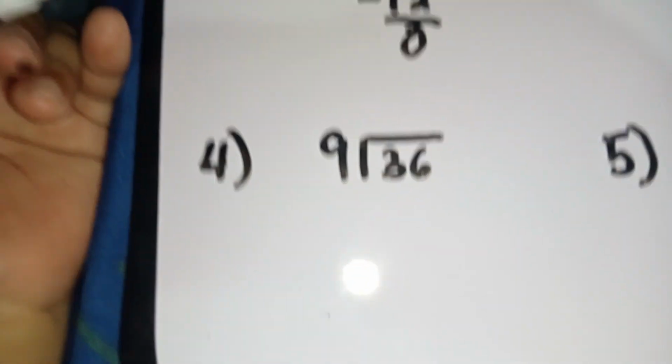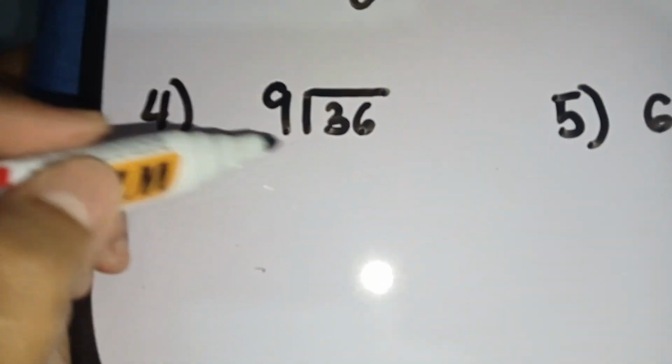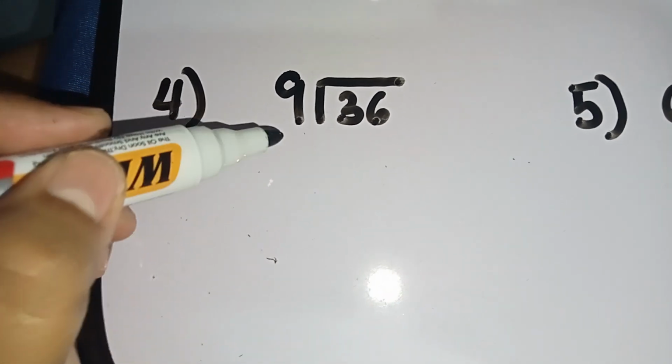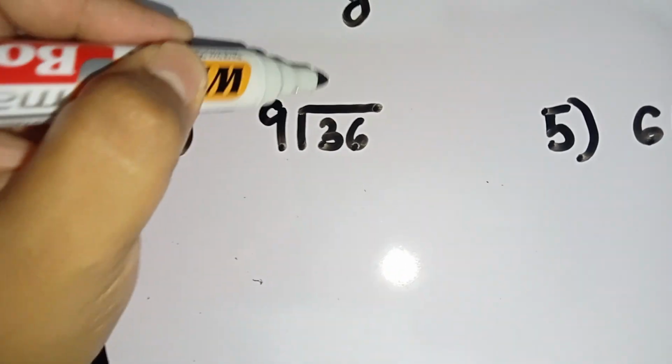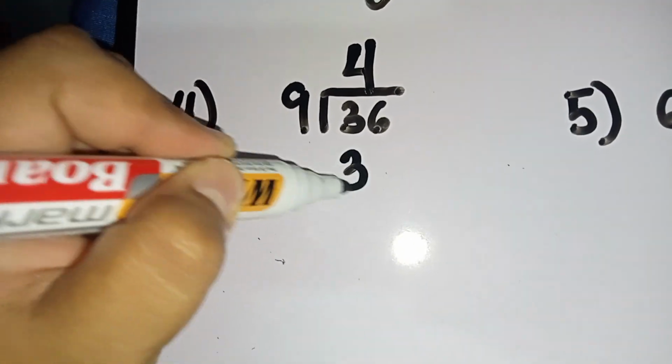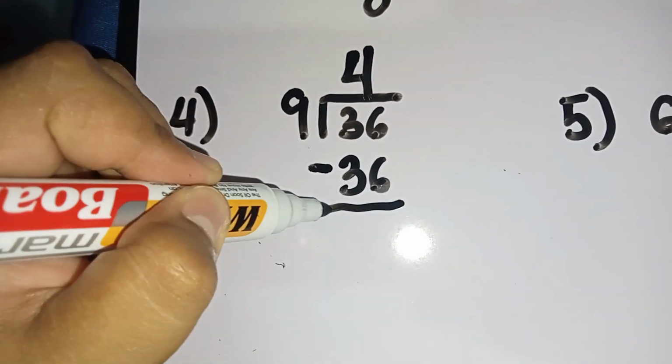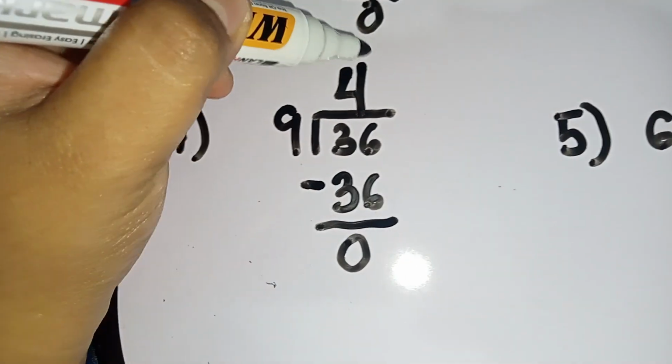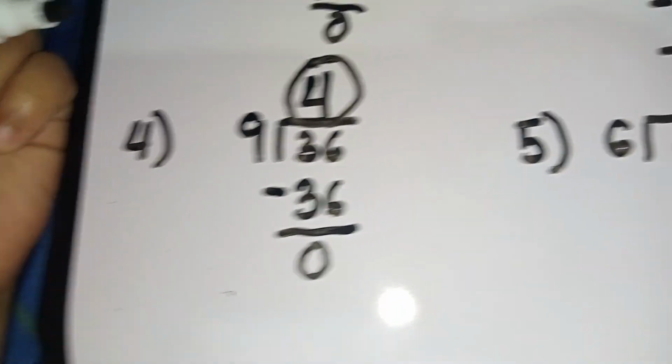Okay. Next, number 4. 36 divided by 9. 36 is positive, 9 is positive. So, 36 divided by 9 is 4. 9 times 4 is 36. We subtract. The result is 0. So, the answer is 4.